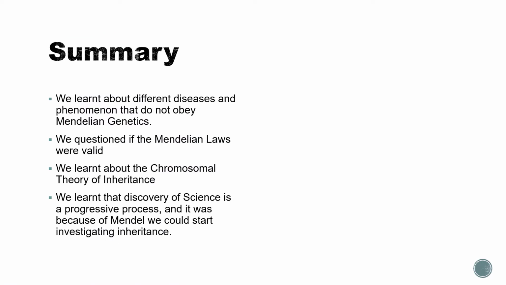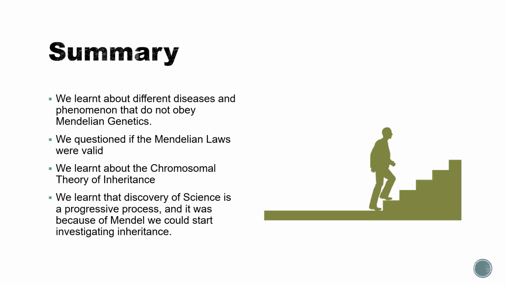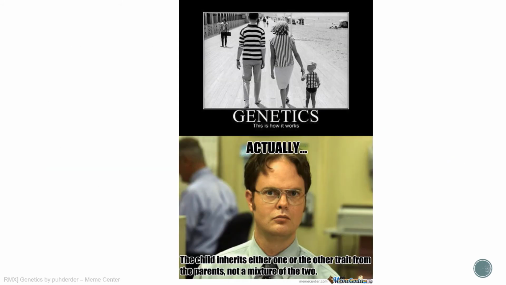In summary, we can comprehend that we have learned about different phenomena and diseases that do not obey the Mendelian laws. We thereby questioned if the Mendelian laws were even valid. We learned about the chromosomal theory of inheritance and thereby learned a valuable lesson. The discovery of science is progressive, and although Mendel could not figure out the whole picture due to limitations of his time, he paved the way for future scientists to investigate genetics.